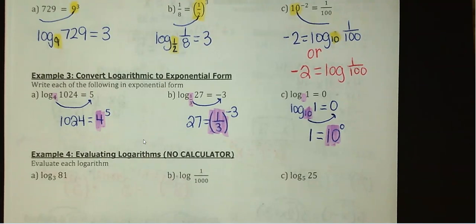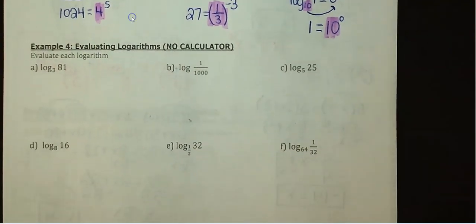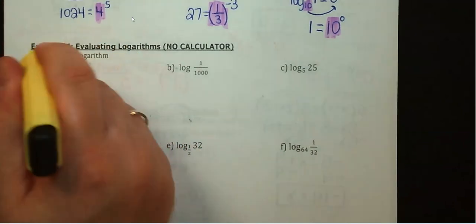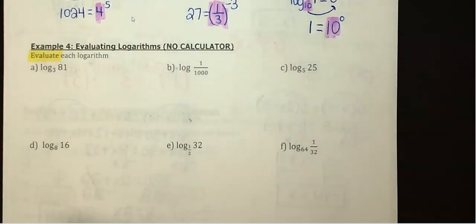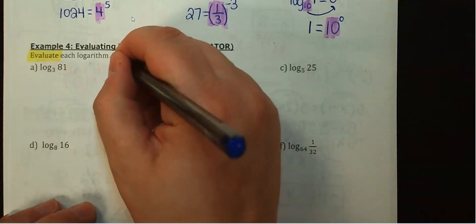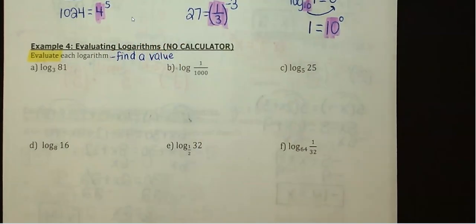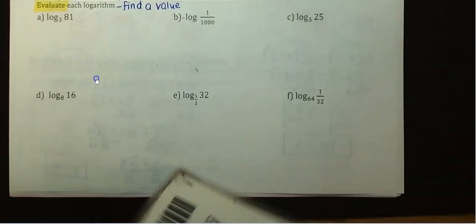Okay, now we're going to use that. I'm going to connect that back to what we did at the beginning of today. So I'm going to have you guys evaluate these logarithms, and it's going to say do this without a calculator. Okay, so if you see evaluate, this means find a value. So I should have a number answer here. If it's asking you to evaluate, you should have a number answer for each of these questions.